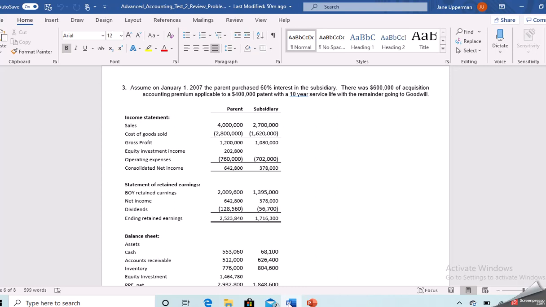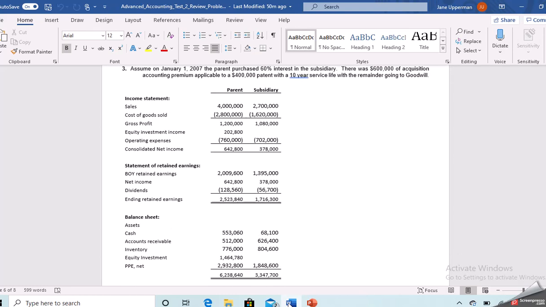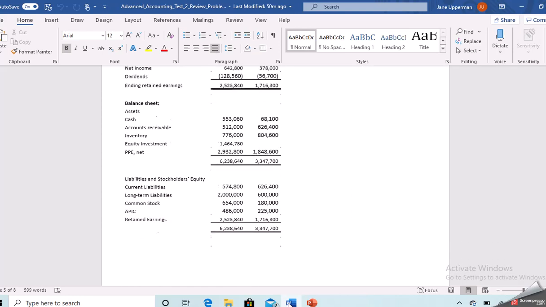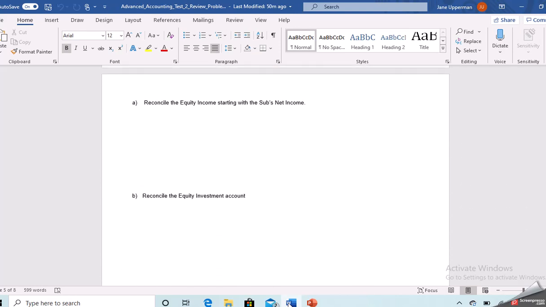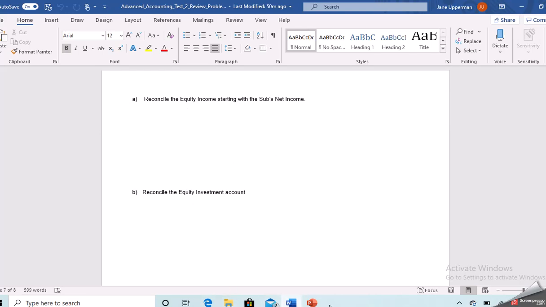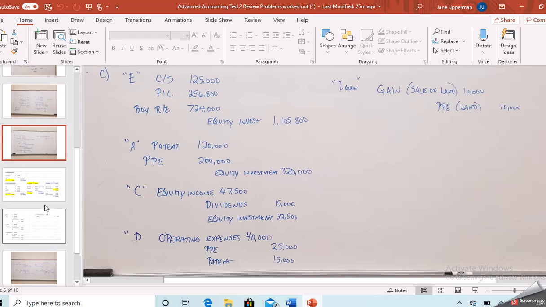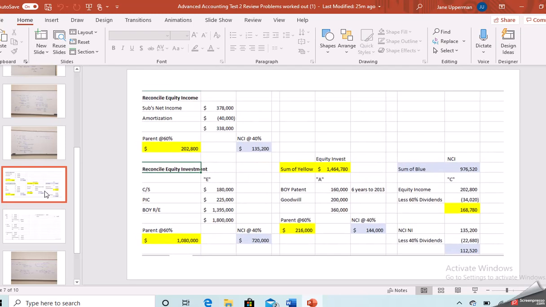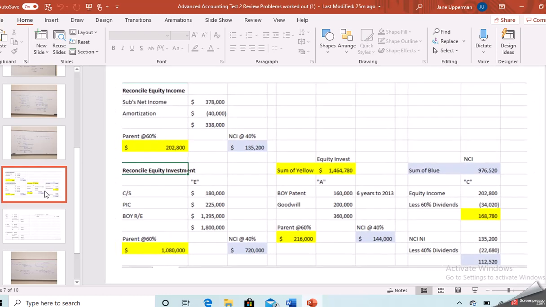This table is missing its header. This is actually at December 31st of 2013, so it's 5 years later. That's relevant because we need to know that when we get to our entries, so make a note of that. We've got our income statement, our statement of retained earnings, and our balance sheet. And then they want us to reconcile our equity income and our equity investment and then prepare our journal entries. This is a little bit of a different problem than I had last semester, so I set these ones up in Excel. Let's see, maybe I can make it a little bit bigger.